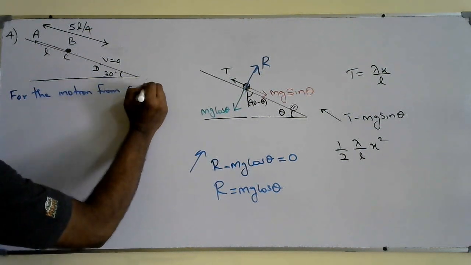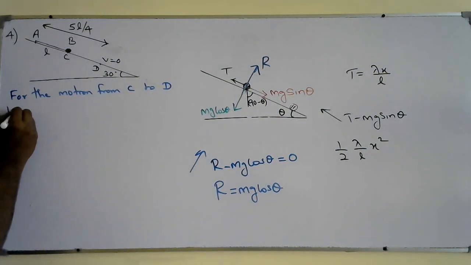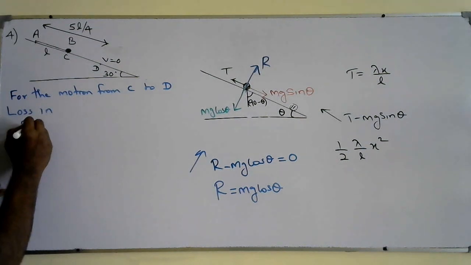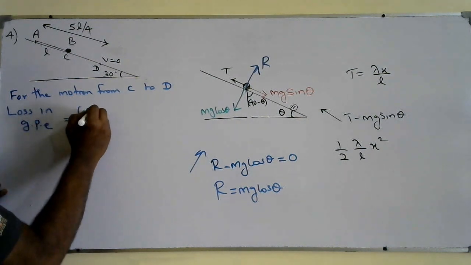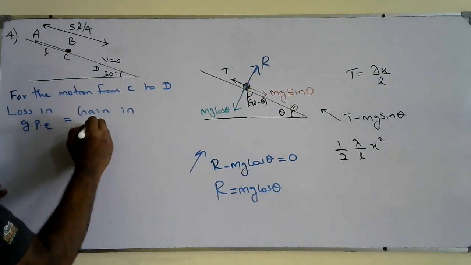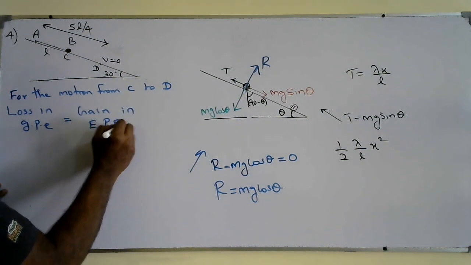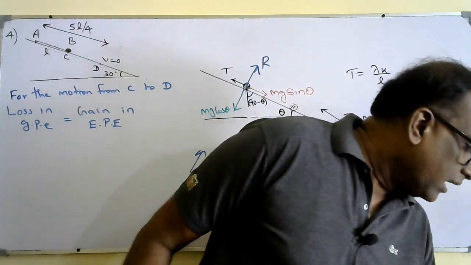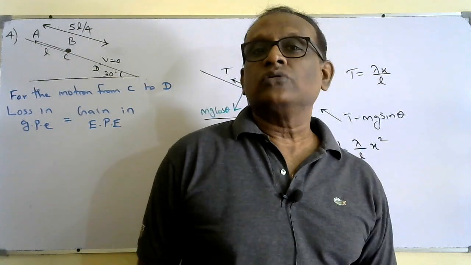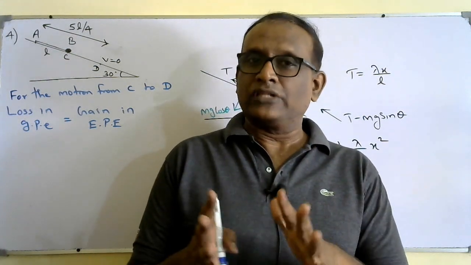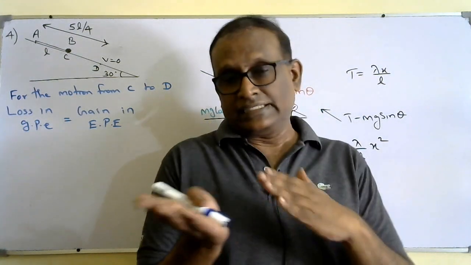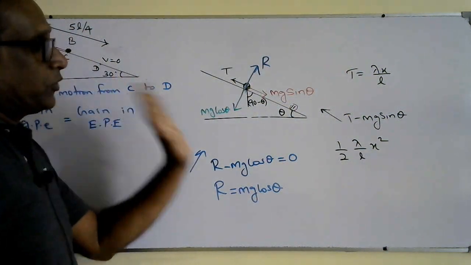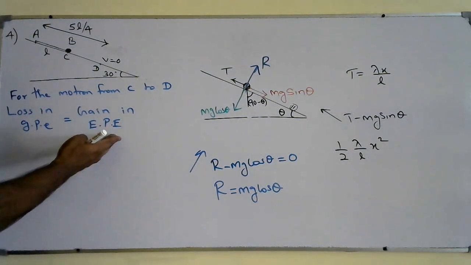So for the motion from C to D, loss in gravitational potential energy, GPE, is equal to gain in elastic potential energy. By using this equation, I am going to find lambda. They asked us to show that lambda equals 4 mg. I am going to show it by using this. Students have confusion: what happened to the kinetic energy? It gained, but it lost. Whatever energy was gained as kinetic energy is lost finally when it reaches the point D. So I'm going to use this equation.